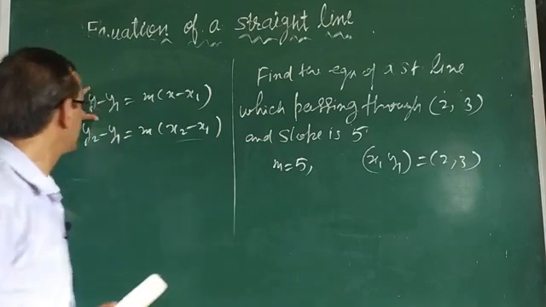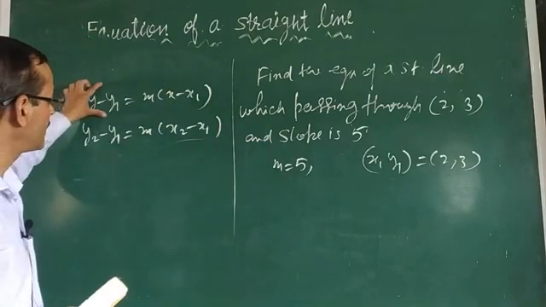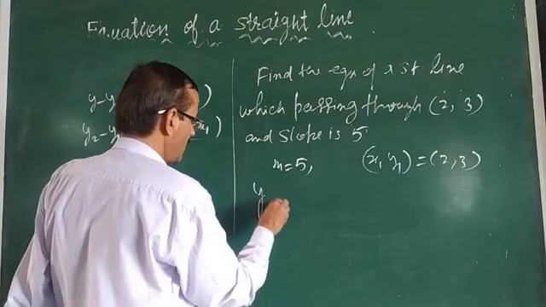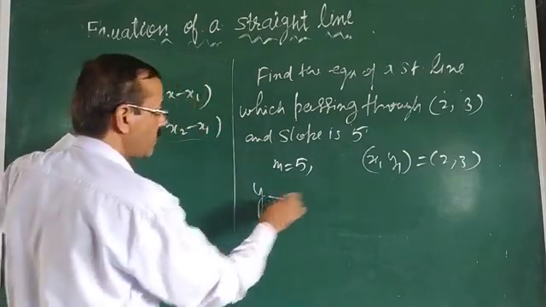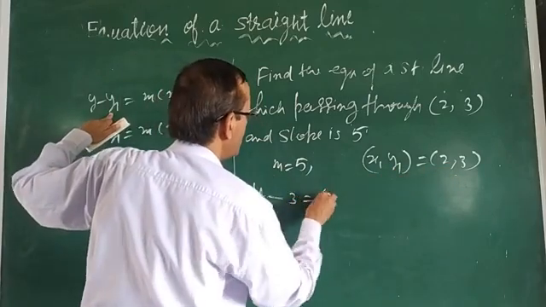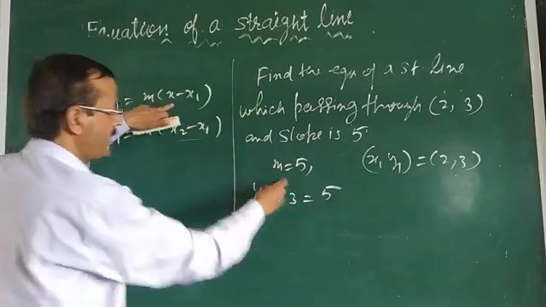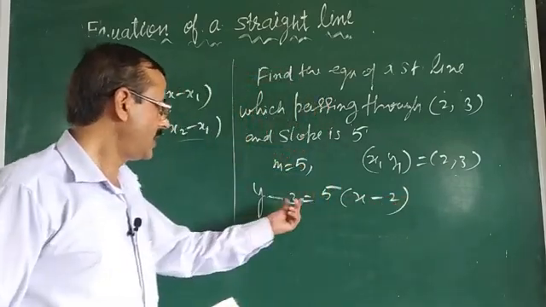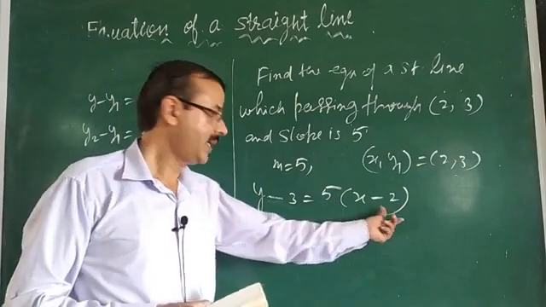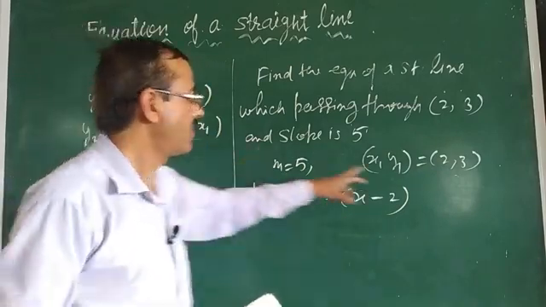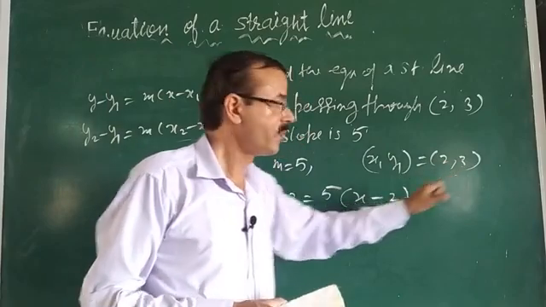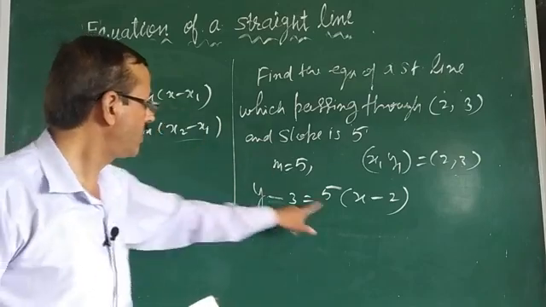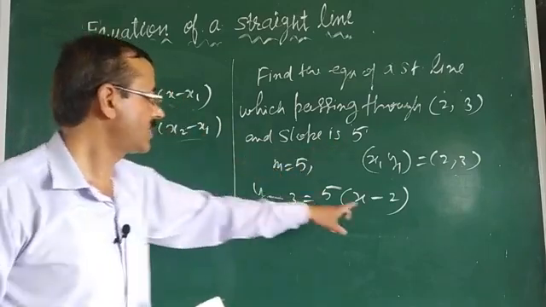So which equation had to use that? This equation. This is the equation of a straight line passing through one point x1, y1. So in that case, what you write, that equation of a straight line: y minus y1, 3, is equal to m, 5, x minus 2. y minus 3 is equal to 5 times x minus 2. How did it come? y minus y1, y1 is 3, x1 is 2, so y minus y1 is equal to m, which is given as 5, times x minus x1, x minus 2.